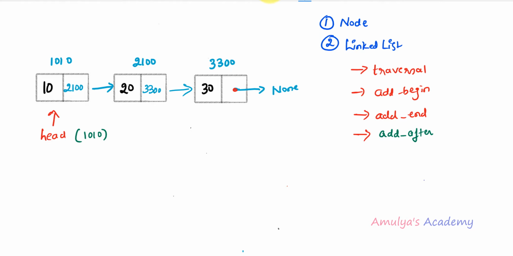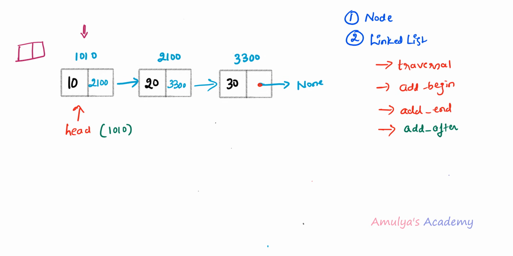But if I'm adding a new node before the existing node or before a given node, then we need to be careful about a few things. That is, if I add an element before the first node, then the new node I am adding will become the first node of the linked list. Then head should store the reference of that new node, right? So we need to be careful about this.